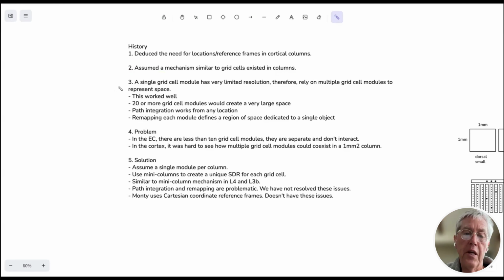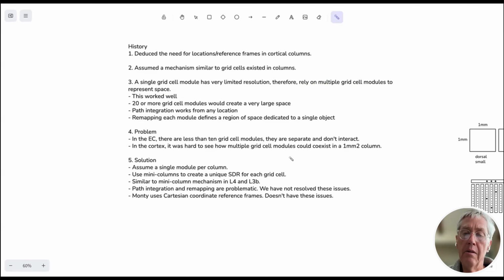Then the problem presented itself that a single grid cell module, and this is what you were just talking about, has very limited resolution. It can represent maybe 20 or 30 or 50 different points in space, and then they repeat over and over again. Therefore, we were going to go with this idea, which we didn't come up with, of relying on multiple grid cell modules to represent space.